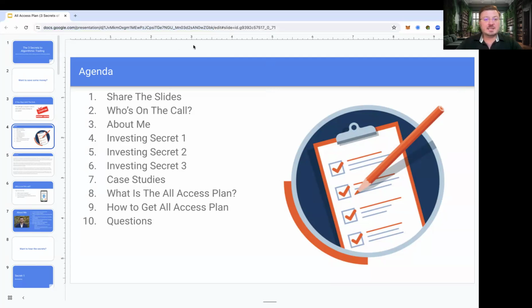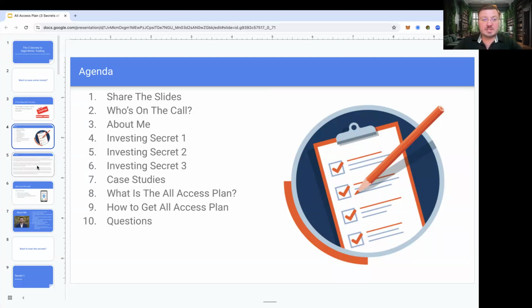And then next thing is going to be getting to know you guys, because you guys are the stars of the show. Let me know who's on the call, so we'll get to know you a little bit. Then I'll tell you about myself. Then we'll go through 3 different secrets to investing. Then we're going to cover some case studies, and then we're going to talk about our all access plan if you guys want to get really fully involved in all this and get some of our crazy stuff that I think you'll be very excited to see, by the way.